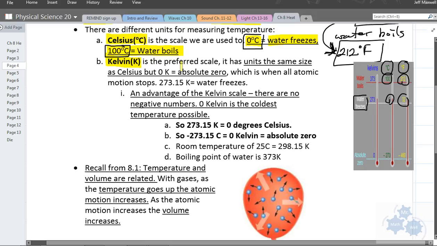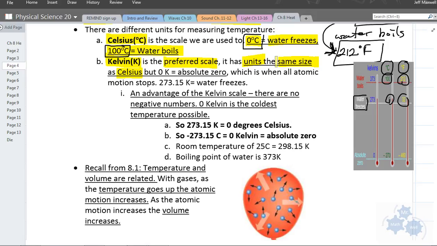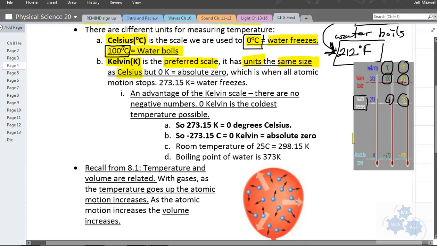Now, the Kelvin scale is the preferred scale for science, okay? And I'll tell you why in a second, but one important thing to note is that each Kelvin is the same size as a degree Celsius, okay? So that's the first thing you want to make sure you have. Each 1 Kelvin is the same amount of change of energy as 1 degree Celsius. Okay? So if you increase 10 degrees Celsius, that's the same as increasing 10 Kelvin.